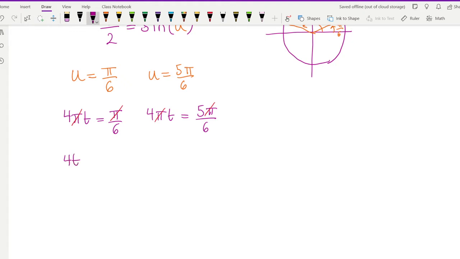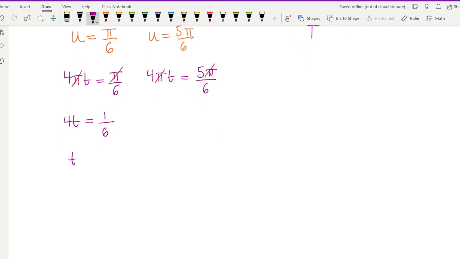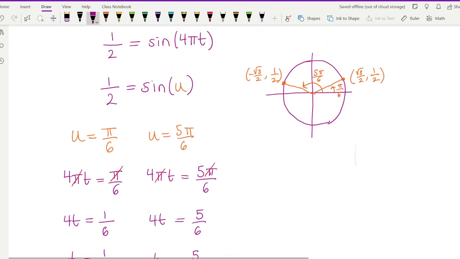Maybe I'll rewrite this. So this is what we have right now, right? 4t is equal to 1/6. If we multiply both sides by 1/4, we would get t is equal to 1 over 24. And then on the other side, similarly, we have 4t is equal to 5 over 6. If we multiply both sides by 1/4, we get t is equal to 5 over 24. Okay, so those are two of our solutions.